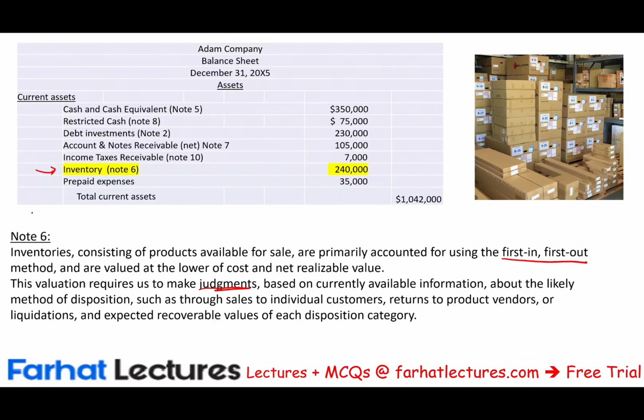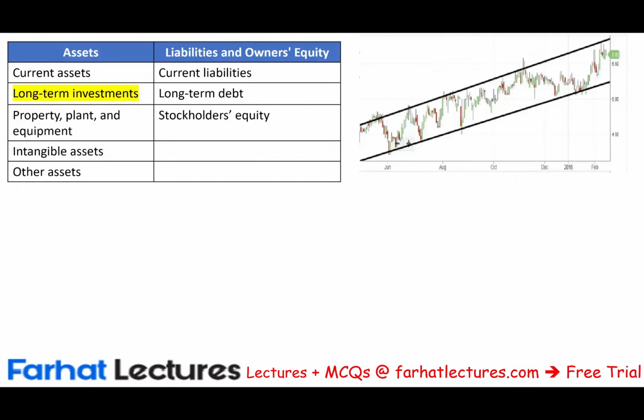To value it at lower of cost or market, we use a judgment based on currently available information about the likely method of disposition, such as through sales to individual customers, return to product vendor, or liquidation, and expected recoverable value of each disposition category. So this is how we use our valuation. We looked at many things. How are we going to sell it? The method of sale. What is the possibility of the product being returned, the recoverable amount, and so on and so forth. That's what we take into account.